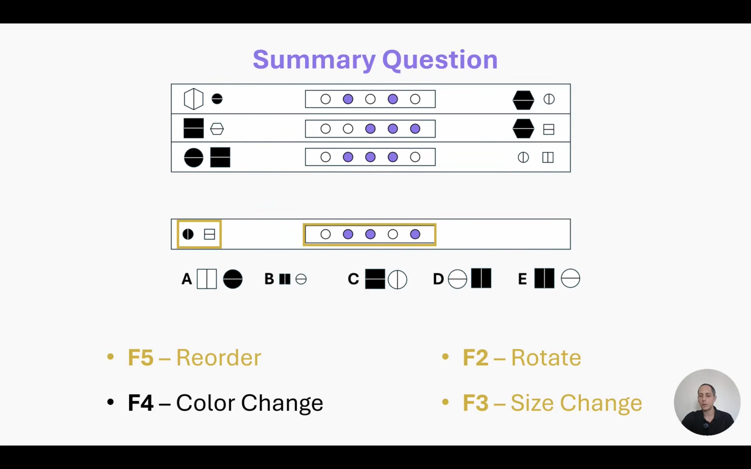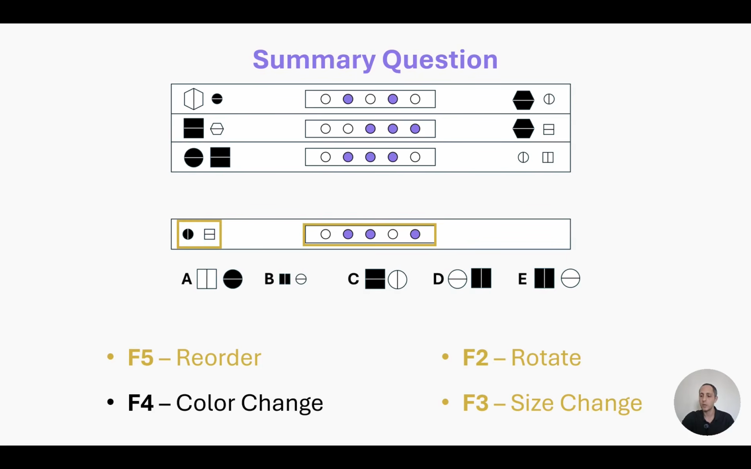Okay, so looking back at the question, I know that the shapes on the left need to undergo three different functions. They need to be reordered, they need to be rotated, and they need to change their size. So here's another quick tip for you. In many cases, I would be able to look only at one of these shapes. Okay, so that is going to save you a little bit of mental resources and a little bit of time.